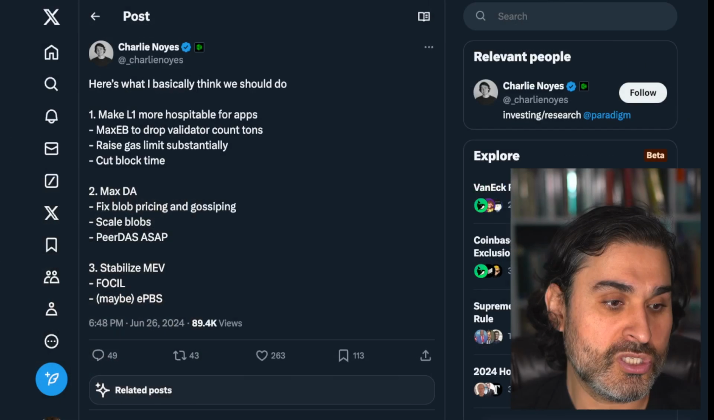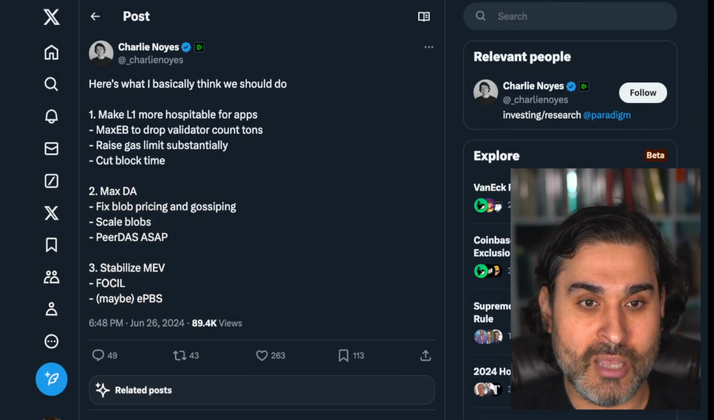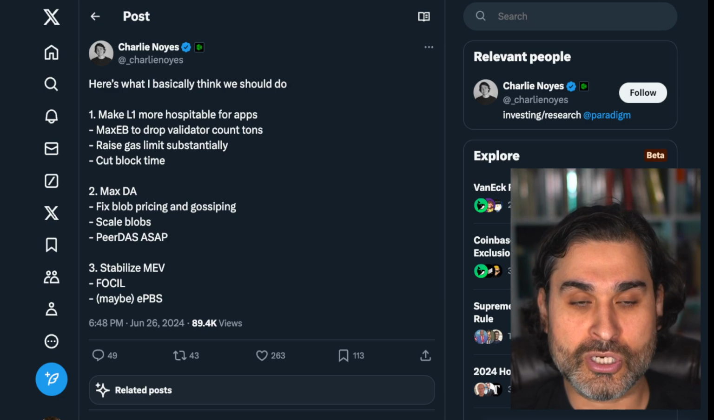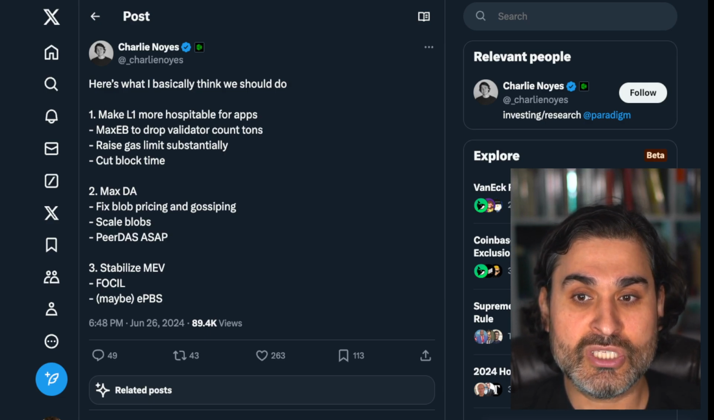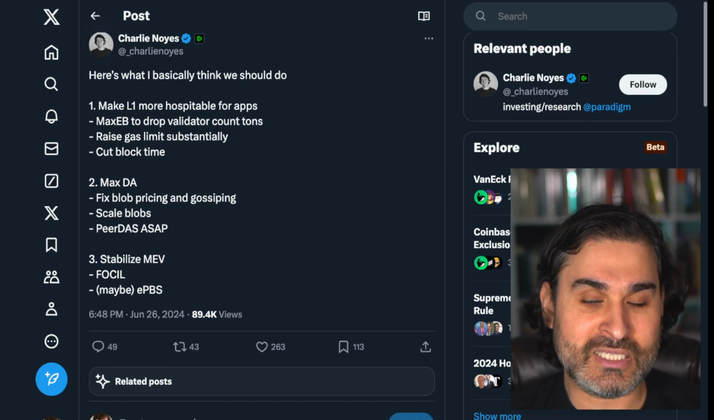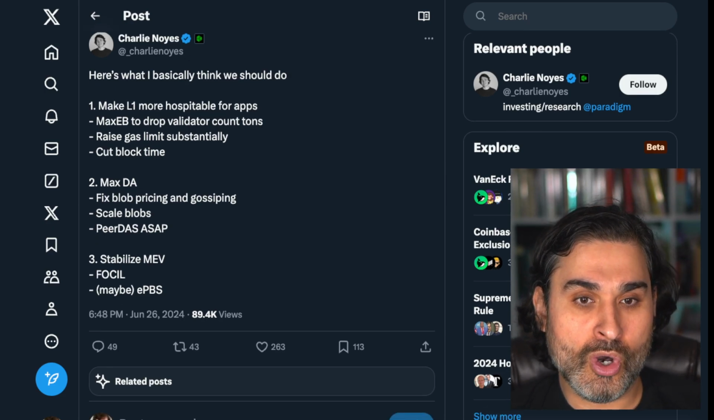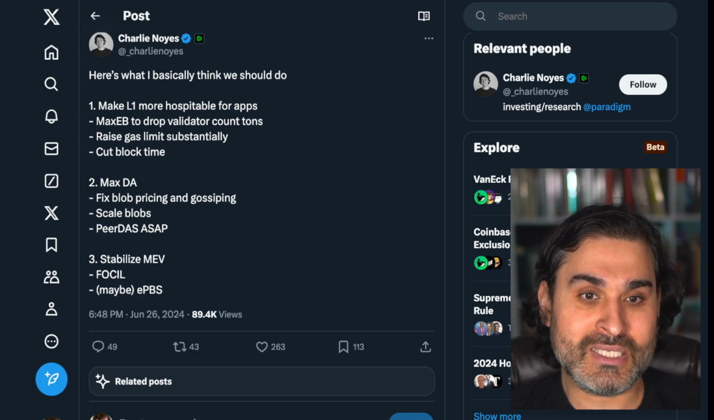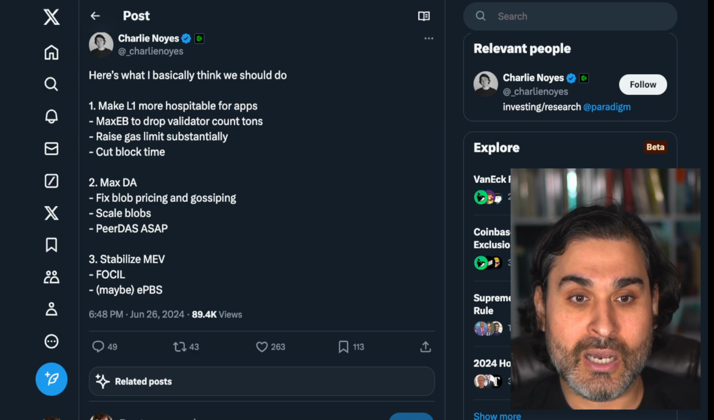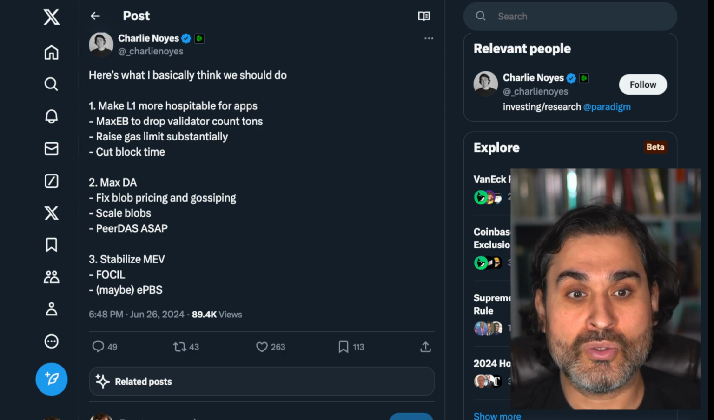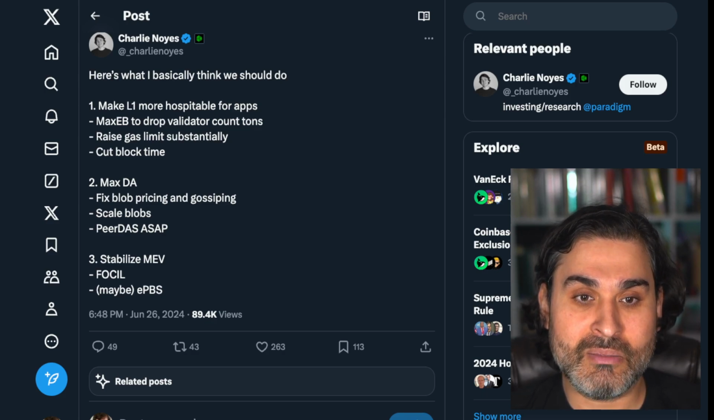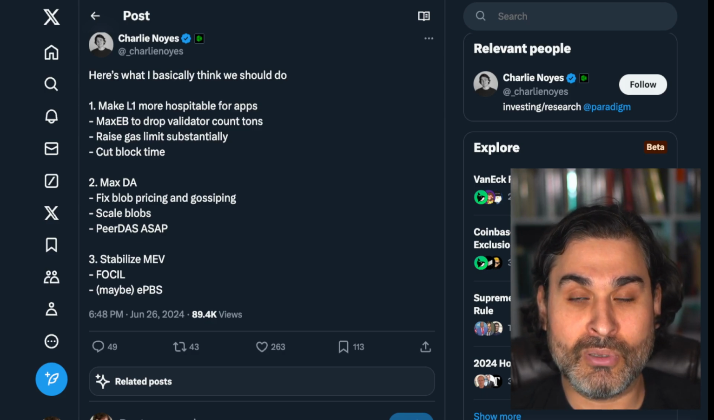Okay, next we're moving on to some general staking news and a bit of drama that broke out yesterday on crypto Twitter. So here, Charlie Noyes, who works in investing and research at Paradigm, has an idea of what he thinks Ethereum Layer 1 should do. And he says, make Layer 1 more hospitable for applications. Max EB will drop the validator count a lot. Then with that, you can raise the gas limit substantially and make the block time shorter. Instead of 12 seconds, make it quicker.